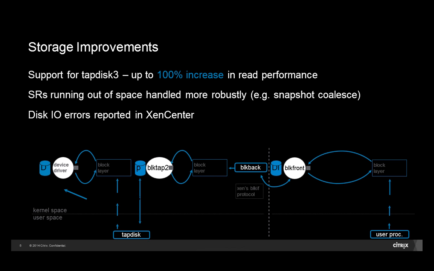We then took that one step further and tried to instrument XenCenter with more detailed I/O error reporting, so that when you do have some hardware problems or you do start to see some network problems getting to your SAN, XenCenter actually makes them available to you so you can do something about it before the situation becomes critical.